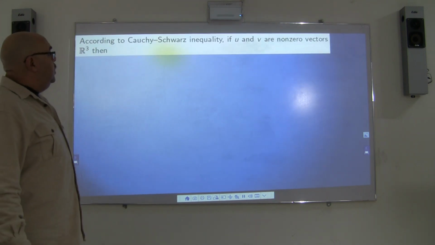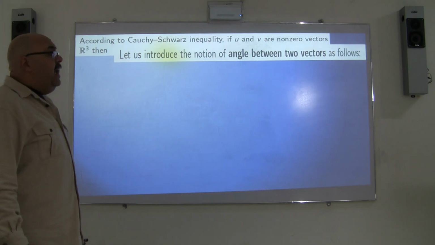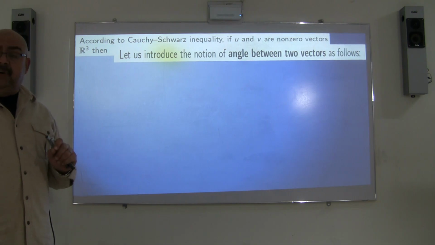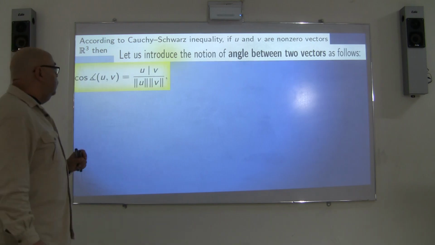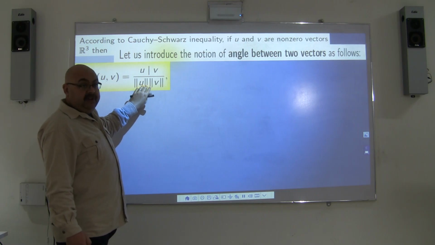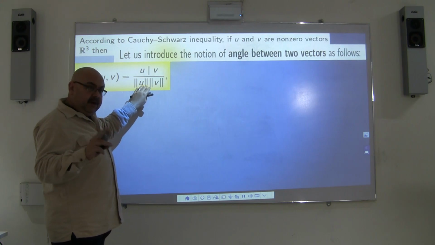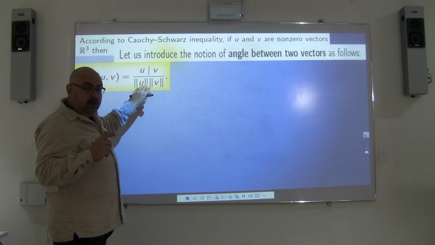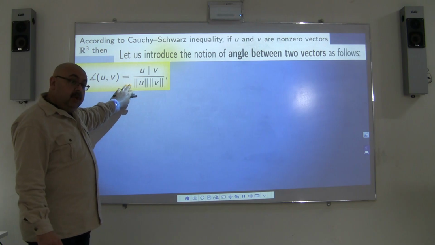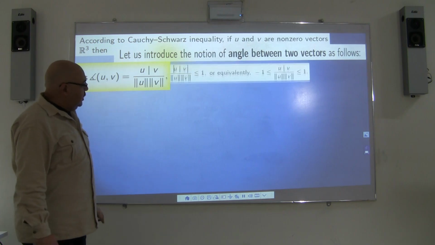Now, according to the Cauchy-Schwarz inequality, if u and v are non-zero vectors in R3, let's introduce the notation of the angle between two vectors. It's really very important to be able to find an angle between two vectors, and it's really very simple. It's related to the inner product between these two vectors divided by the magnitude of each vector. So if I have two vectors and I need to find the angle between them, I will multiply them in an inner product, then divide by the magnitude of each one of them. That's the cosine of the angle between u and v. Which means the angle between u and v is equal to cosine inverse of this value.